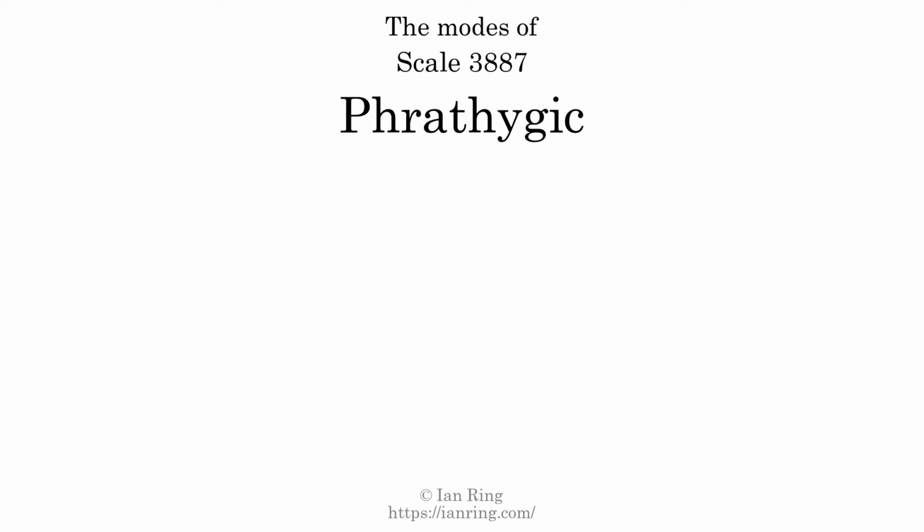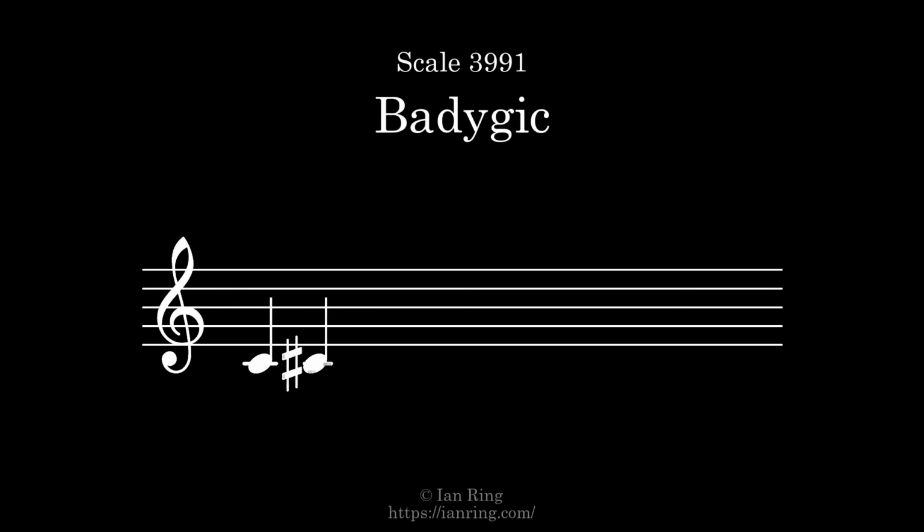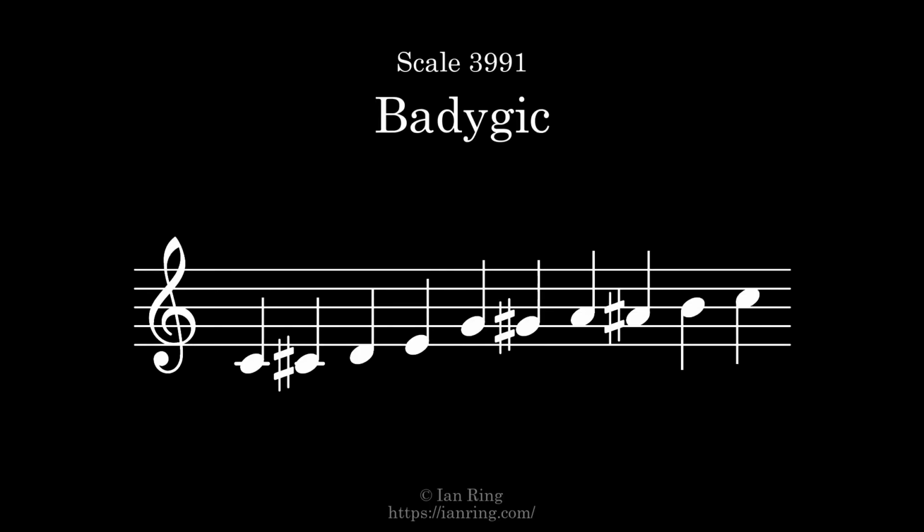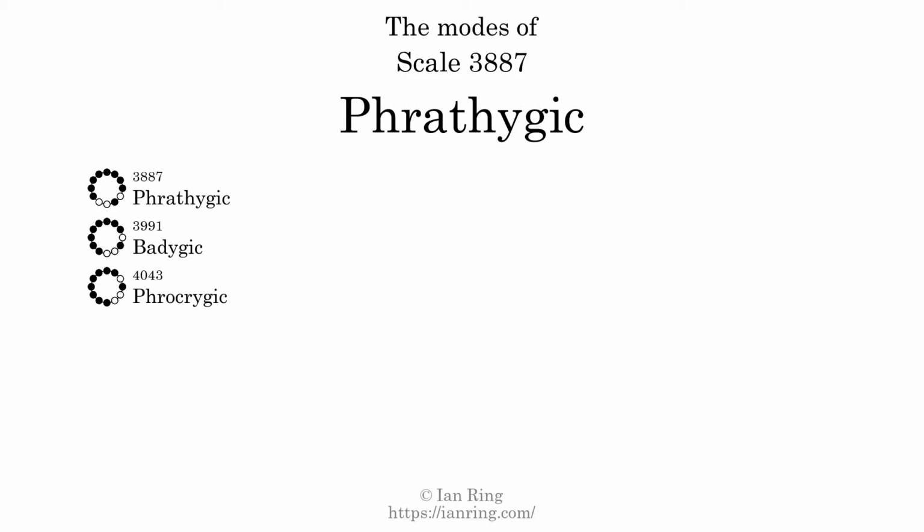This scale has 9 modes. The first mode is itself. The second mode is scale 3991, also known as Phrathygic. It sounds like this. The third mode is scale 4043, also known as Rykridgic. It sounds like this.